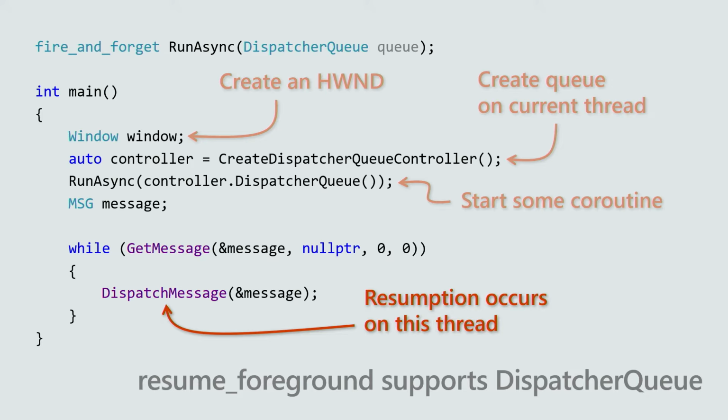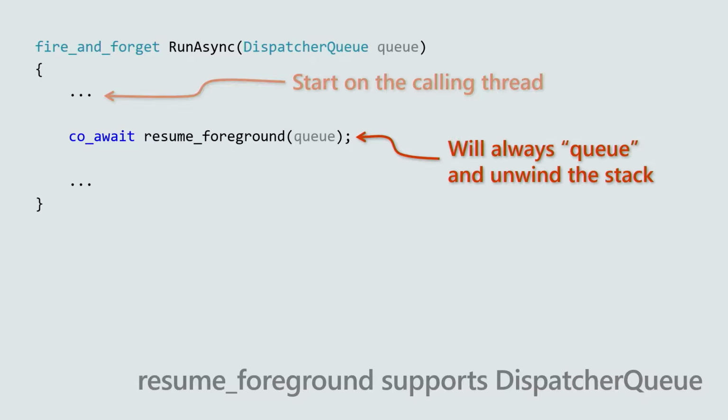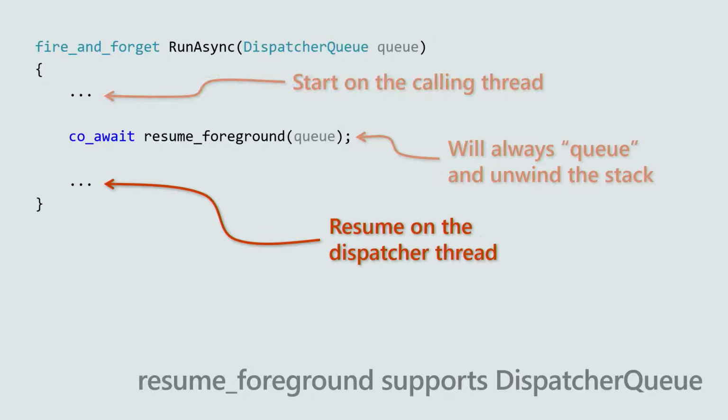And so you can now see how this naturally fits into your classic Win32 style programming very seamlessly. If we look inside the coroutine, you can see how execution always starts on the calling thread, which is natural. It's just a function call. But resumption will always first queue and then unwind the stack. And then resumption actually occurs on that dispatcher thread in the message queue, in the message loop, in the pump that you've set up for yourself.